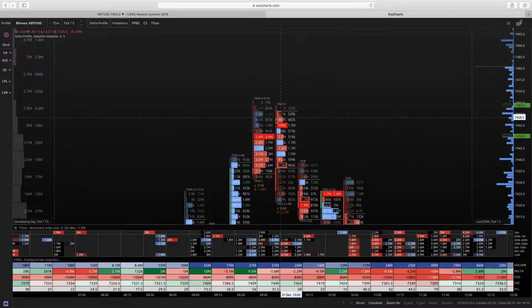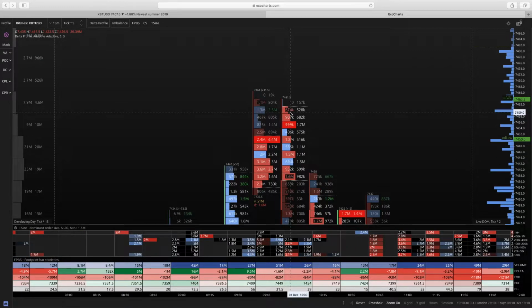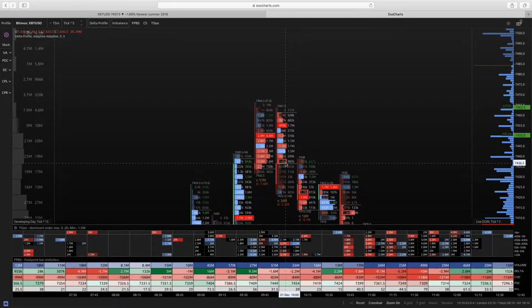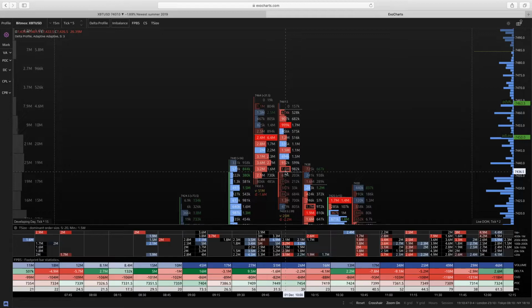Not only do we have aggressive buying right here, we have initiative selling right here. Initiative meaning traders are aggressively selling. So aggressive imbalance after this rejection. Another aggressive imbalance right here. Another aggressive one. So firm rejection right here. Firm rejection. A lot of volume up here. Value area above the candlestick.